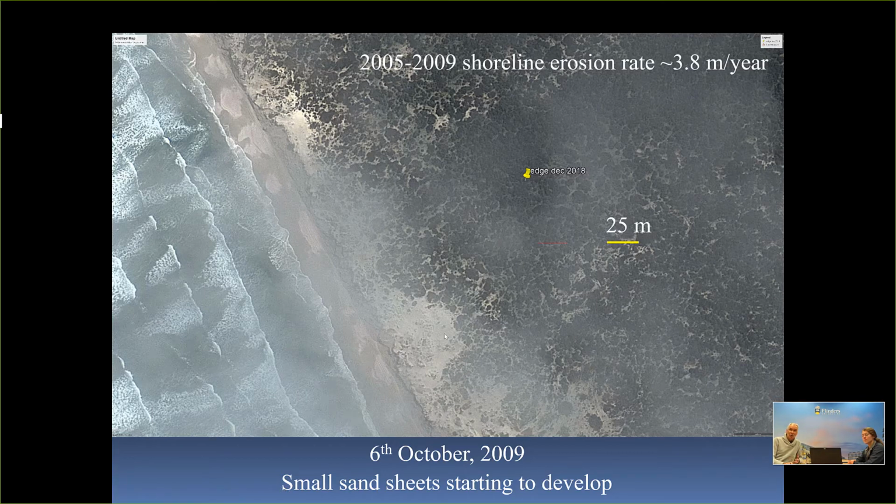The shoreline erosion rate is roughly around 3.8 metres per year between 2005 and 2009. So the retreat of that base of the cliff there is about 3.8 to 4 metres per year, which is quite high rates of erosion.